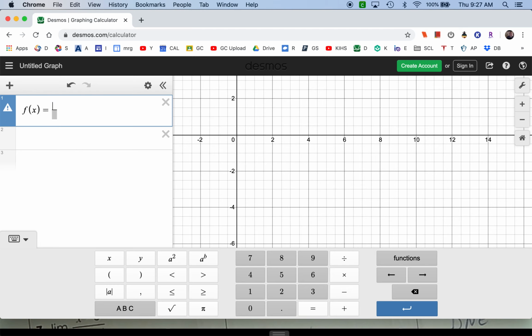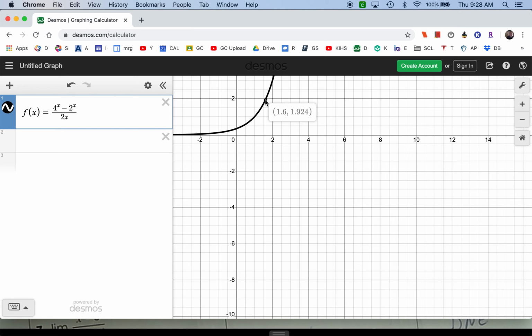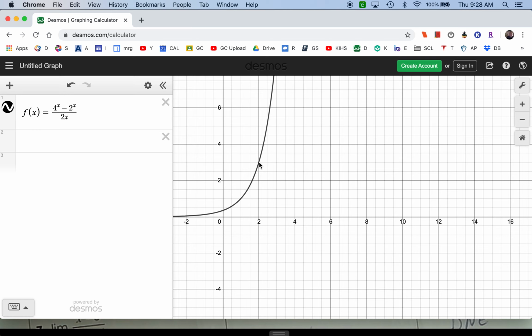I have 4 to the x subtract 2 to the x, and then 2x in the denominator. And I want to know what it is as it's approaching 2. So as it's approaching 2, what's the answer? Scroll up here. So can you see off the graph that 2 gives you what y value? And the answer is 3. There's not even a hole there. So the y value is 3. That's the y value it's approaching and what it equals.